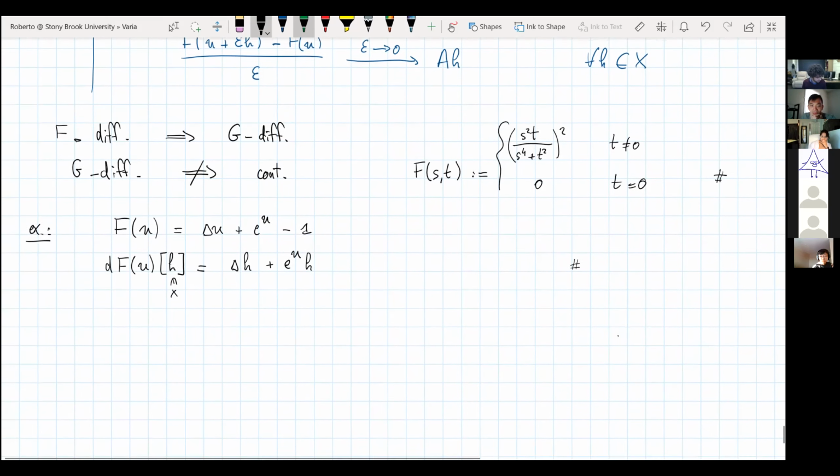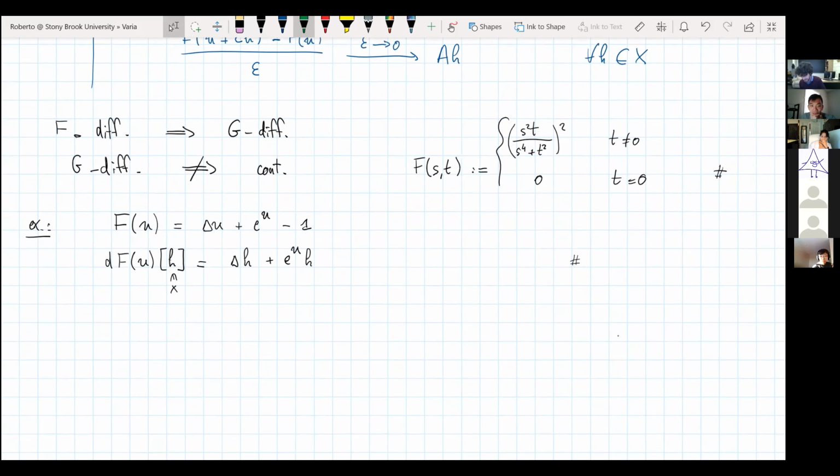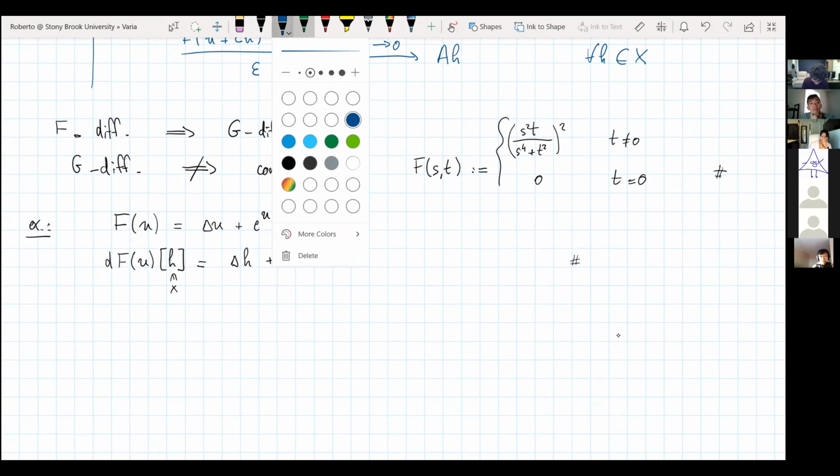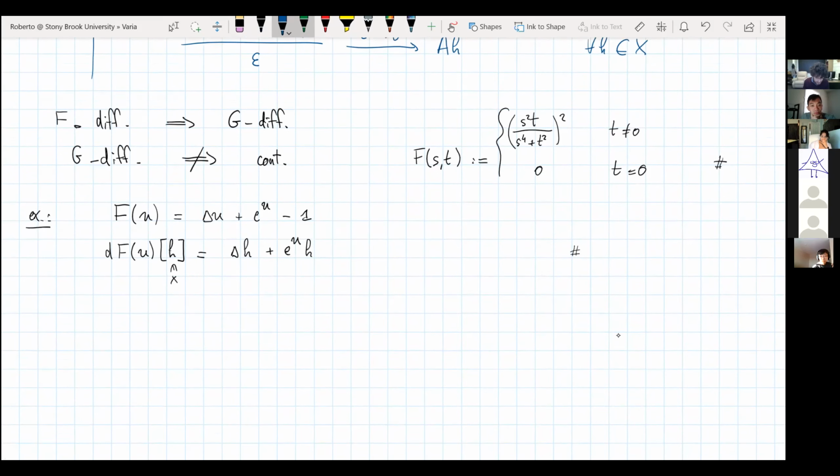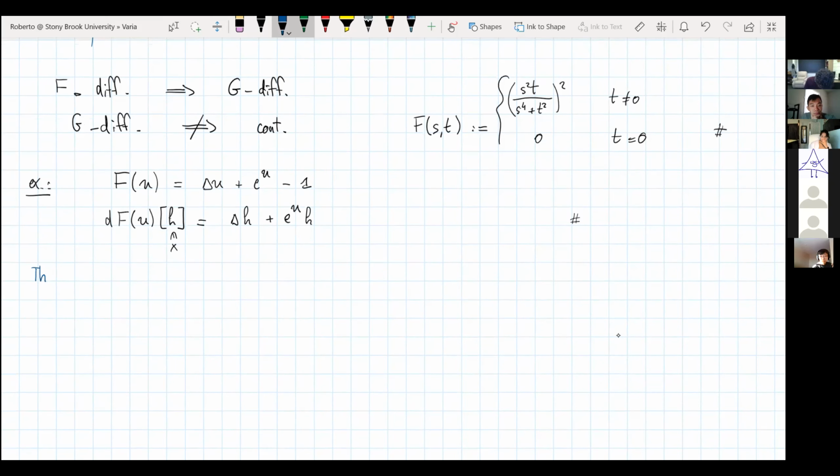So it's more or less what you expect, and it's very concrete. Okay, so the first theorem that we see that generalizes is the mean value theorem. So we have f from X to Y, Gateaux differentiable for every u in X.